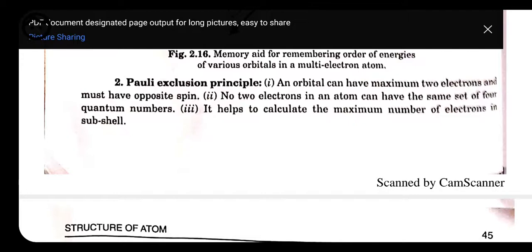Whenever we are filling electrons into any orbital, we can fill only a maximum of 2 electrons in any orbital, with opposite spin. Both should have opposite spin. So here we can also say that no two electrons have all 4 quantum numbers the same. They may have 2 quantum numbers the same, they may have 3 the same, but all 4 quantum numbers, that is principal, azimuthal, magnetic and spin, can never be the same.